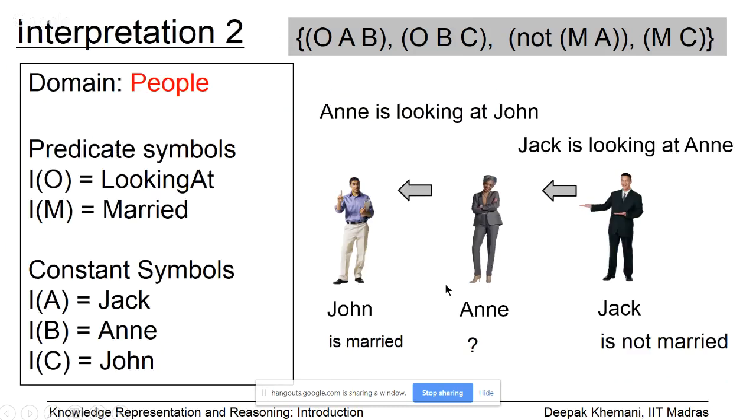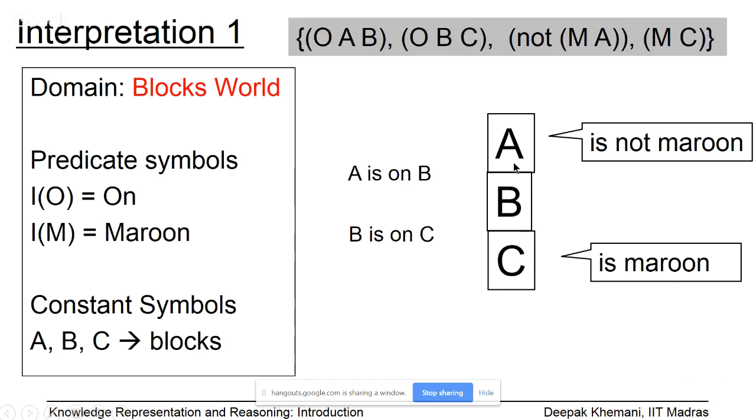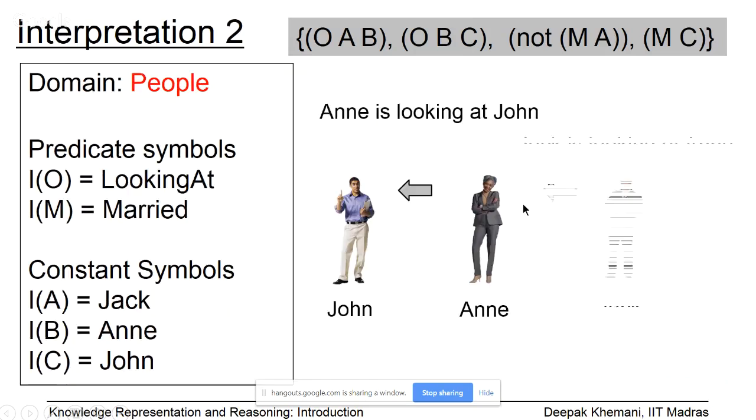If you look at the statement, clearly there is a block which is not maroon and which must be on a maroon block, because there are only two cases here: either B is maroon or B is not maroon. If B is not maroon, then B is on C and it satisfies the query that there is a non-maroon block sitting on a maroon block. On the other hand, if B is maroon, then A, which is on B, satisfies the query. So in either case, the sentence is true.